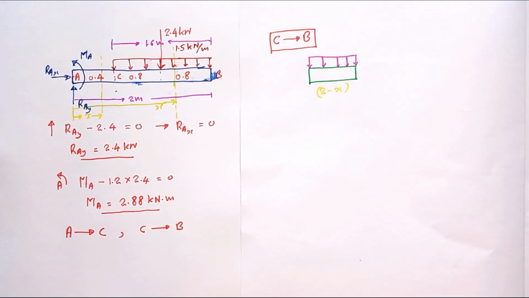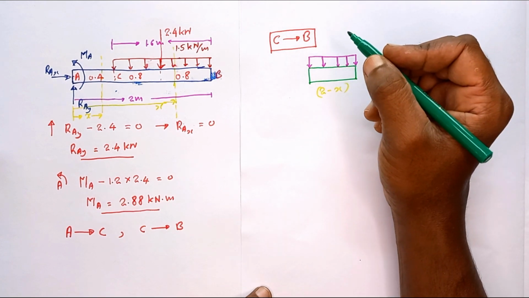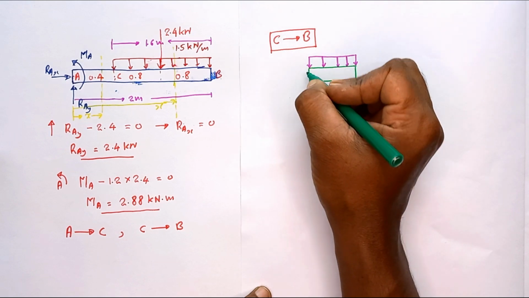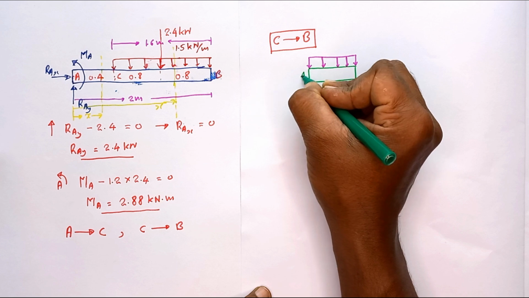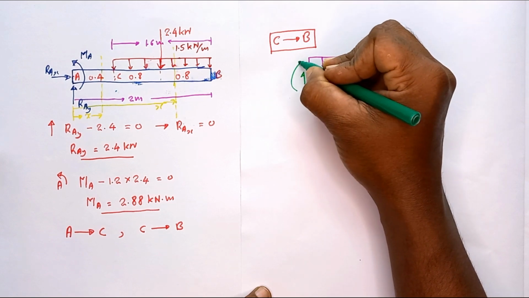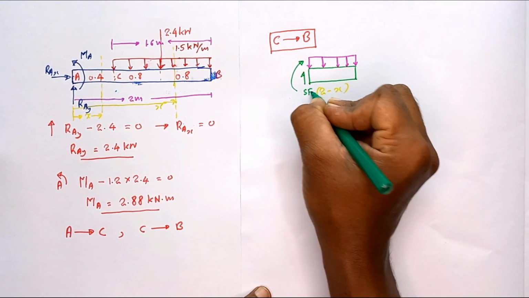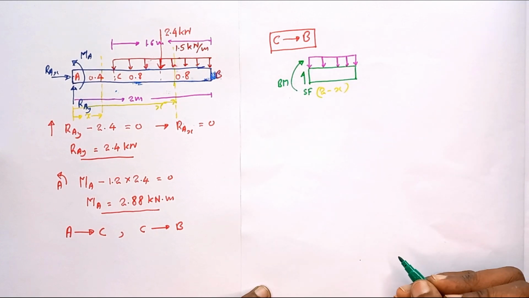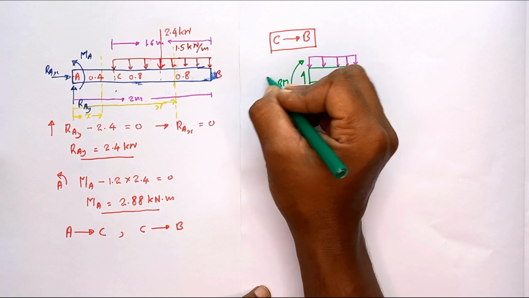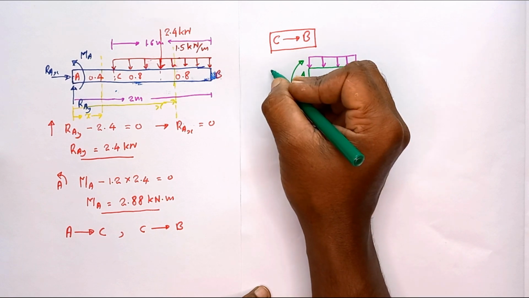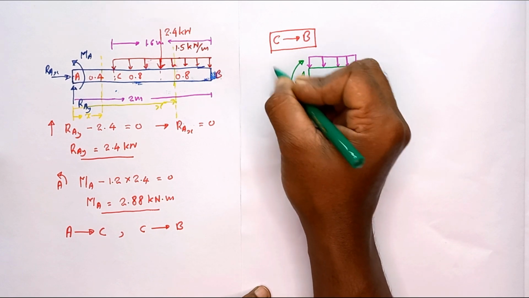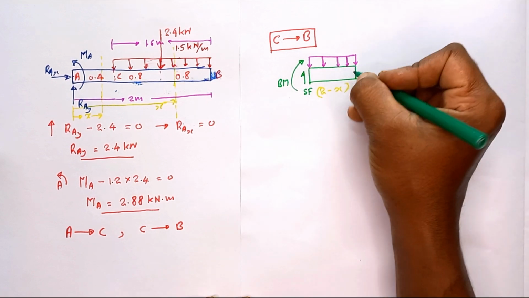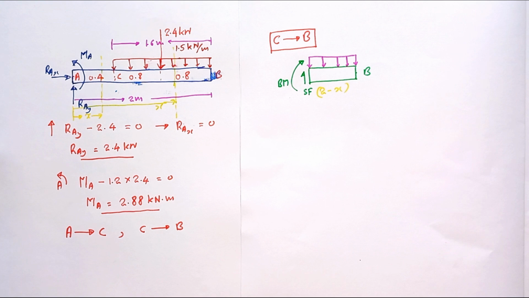Then this is very important, the marking of the shear force and bending moment. Here we are considering the right hand side face. On the right hand side face, you have to mark the shear force and the bending moment like this. If you are considering the left hand side, you should mark the shear force in downward direction and the bending moment in anti-clockwise direction.